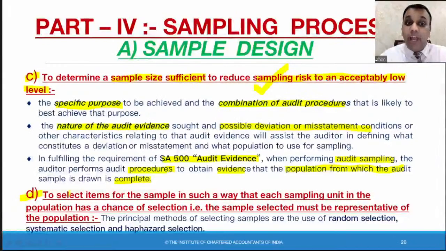Now, the last factor: we have to select the items in such a manner that each sampling unit in the population has an equal chance of selection, such that the sample should be representative of the population. For this, we use sample selection methods, which are random selection, systematic selection, and haphazard selection. We will be covering them in the parts to come. So these are 4 factors which an auditor needs to consider while starting the sampling process. Okay.